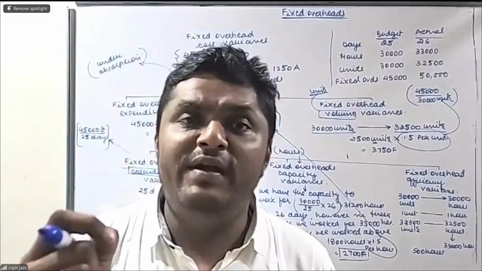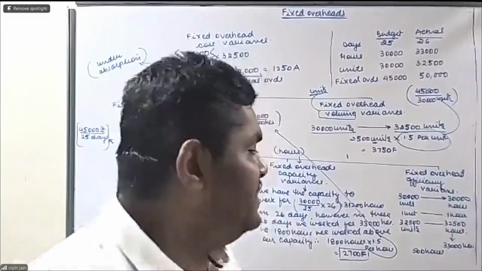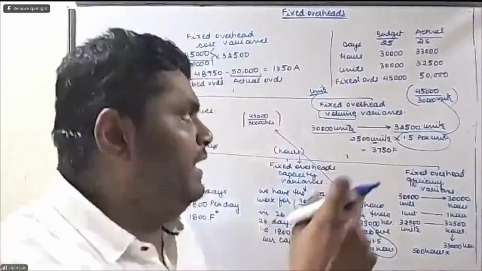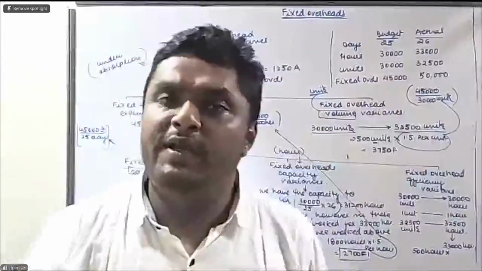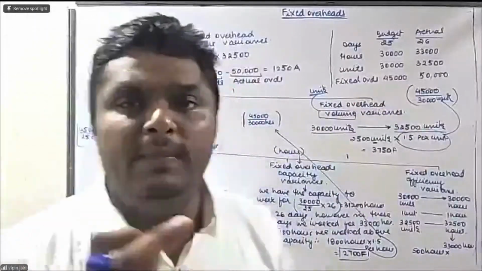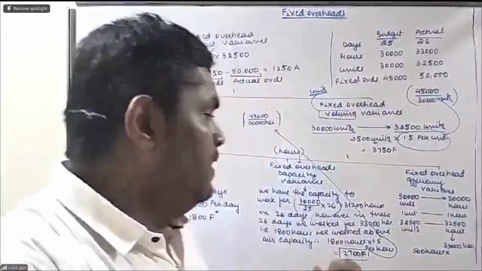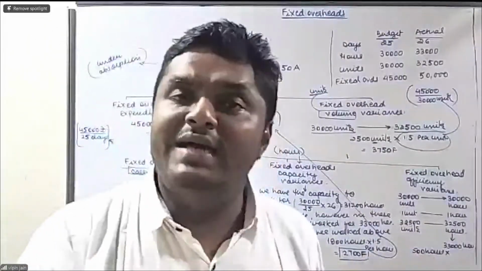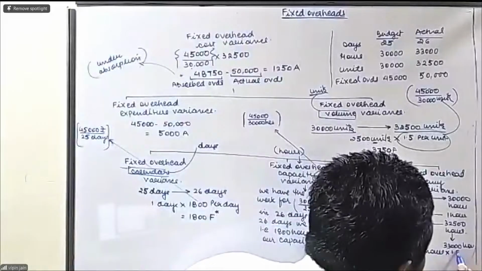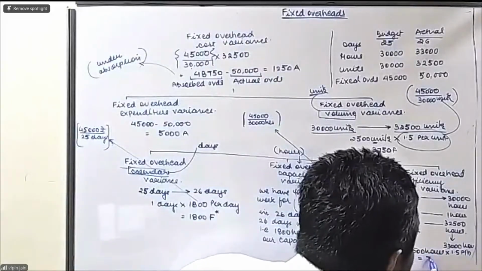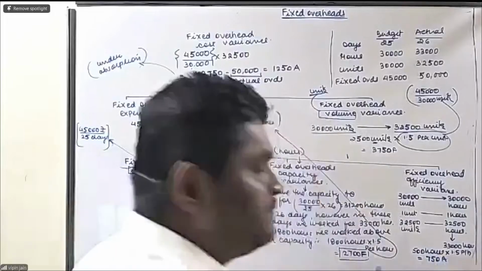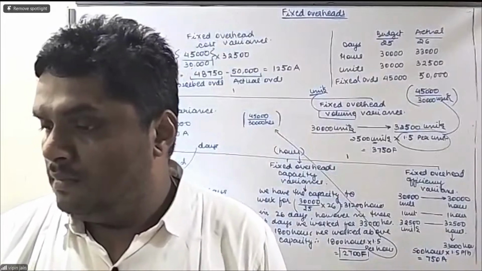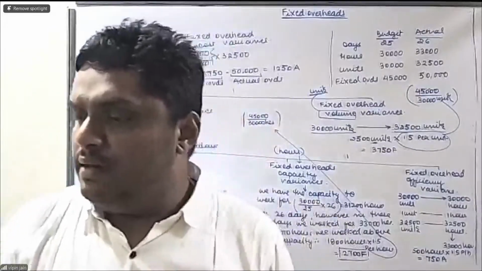So they took 500 hours extra. So it's inefficiency. Since it is hours, we will multiply it by what? Here it is units, so we multiply it by rate per unit. Here it was days, so we multiply it with the rate per day. Here it is hours, so multiplied with the rate per hour. That is 1.5 per hour. So this will be 750 adverse. I hope you are thorough with the concepts, Nayan.